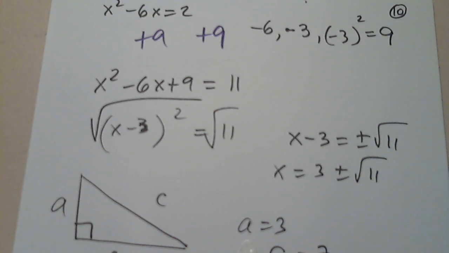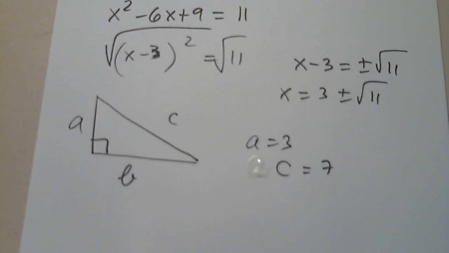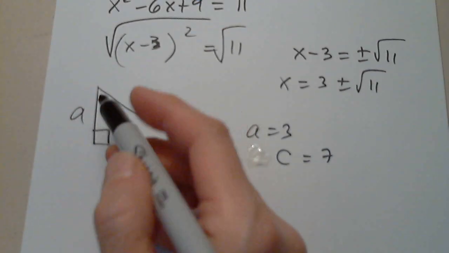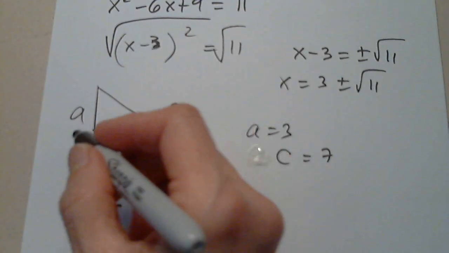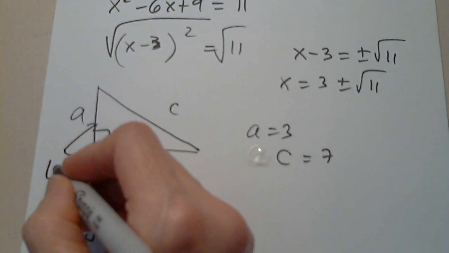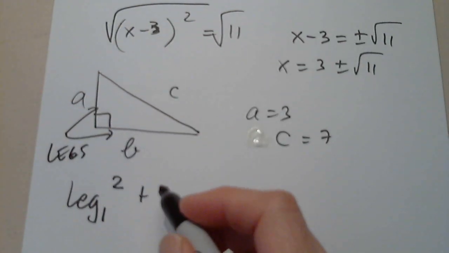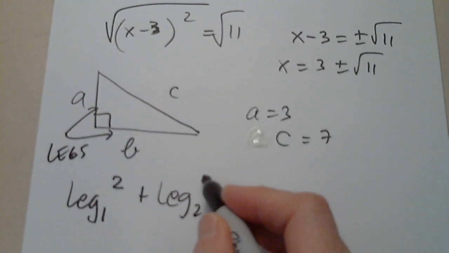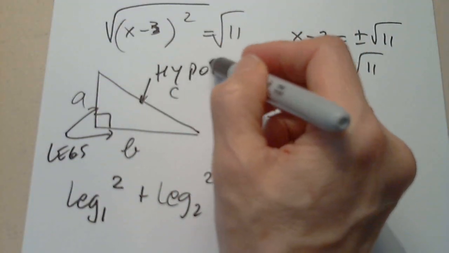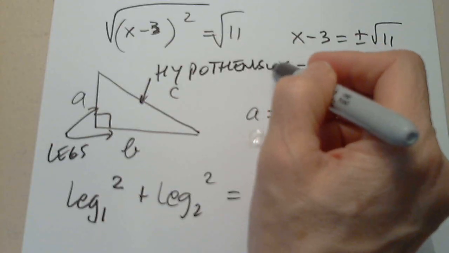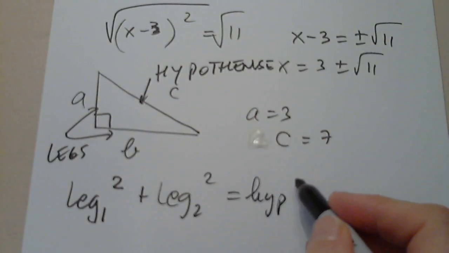Okay, so what we need to remember is the Pythagorean theorem. And what does the Pythagorean theorem say? It says the following. I'm going to call this leg 1. Leg 1 squared plus, I'm going to call this leg 2. These are called legs. Leg 1 squared plus leg 2 squared equals the hypotenuse squared.